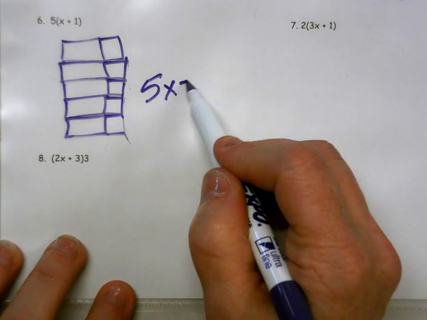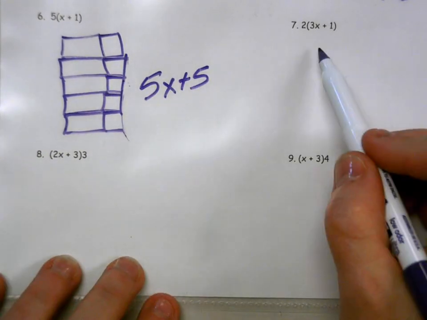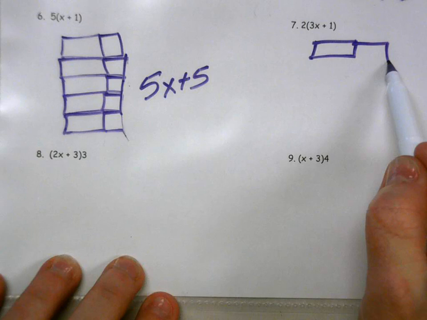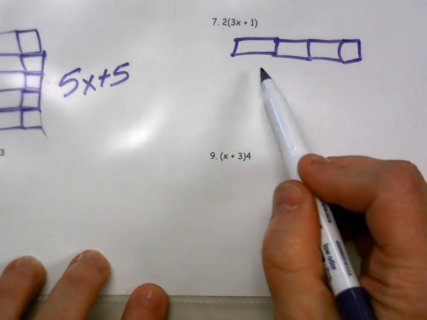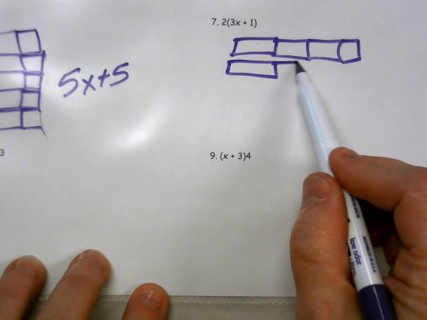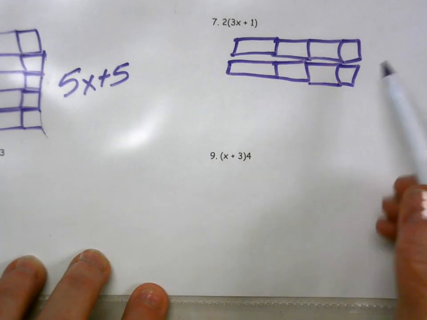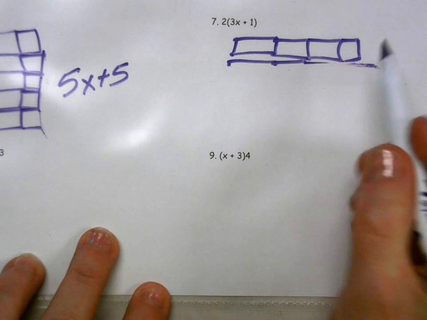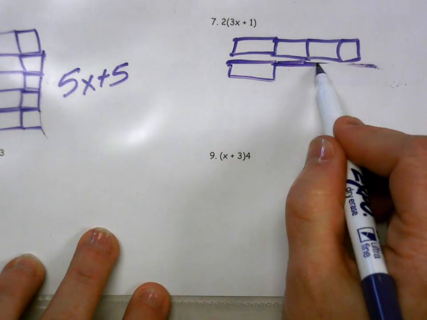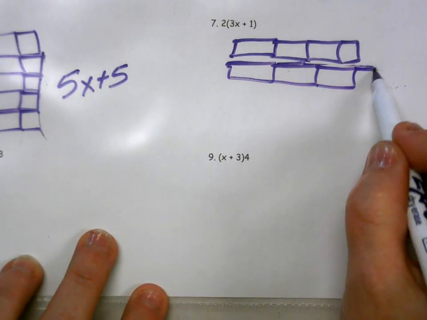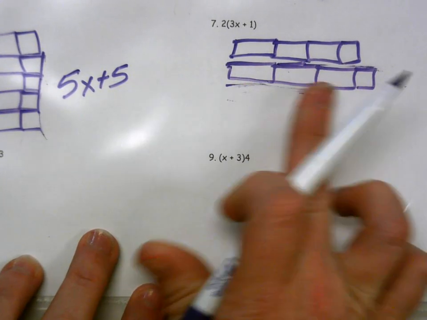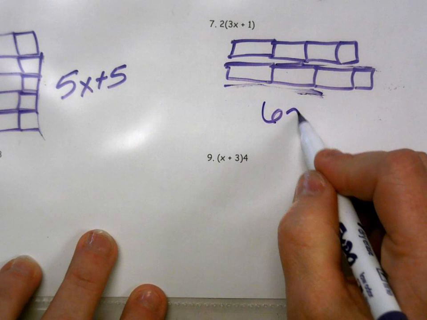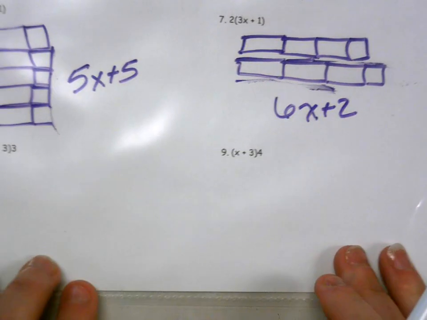So we've got 5x plus 5 there. And then we've got 1. My rectangles keep getting smaller and smaller here. Oh, I only needed 2 groups. So 6x plus 2.